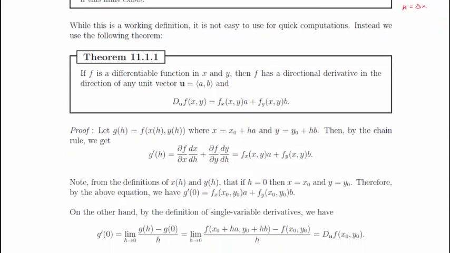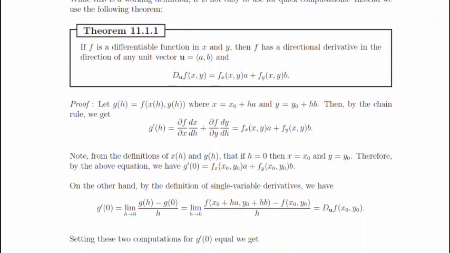Instead, we use the following theorem, Theorem 11.1.1. If f is a differentiable function in x and y, then f has a directional derivative in the direction of any unit vector u equaling a comma b, and that directional derivative d sub u of f of x comma y equals f sub x of x comma y times a plus f sub y of x comma y times b. That is, we have the partial derivative of f with respect to x times a, where a is the x component of u, plus the partial derivative of f with respect to y times b, which is the y component of u.